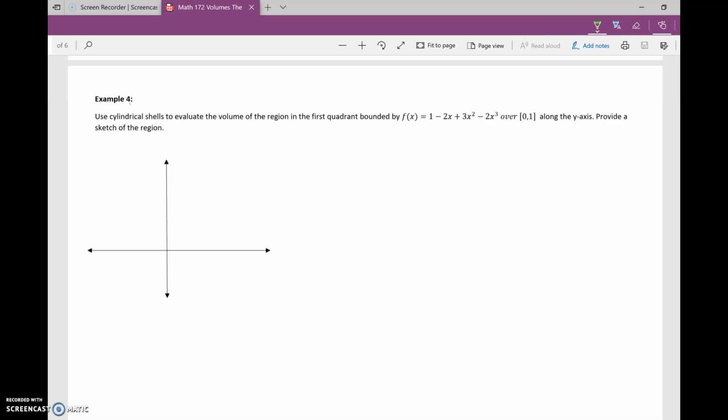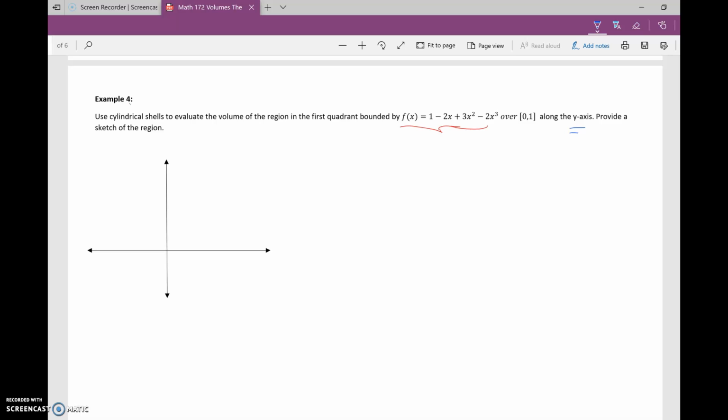Hi class, let's take a look at the next problem. And a couple of things I wanted to mention. The function that we're graphing is not your typical function. If you were to have one of these problems, it would be the exact same function. They do want the y-axis and they want us to provide a sketch of the region.